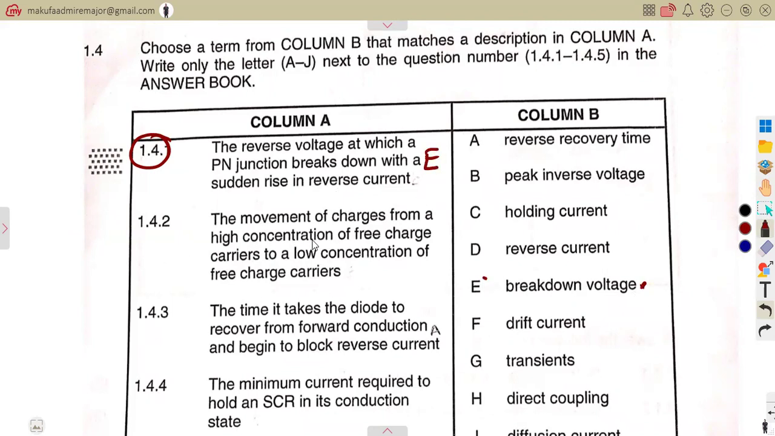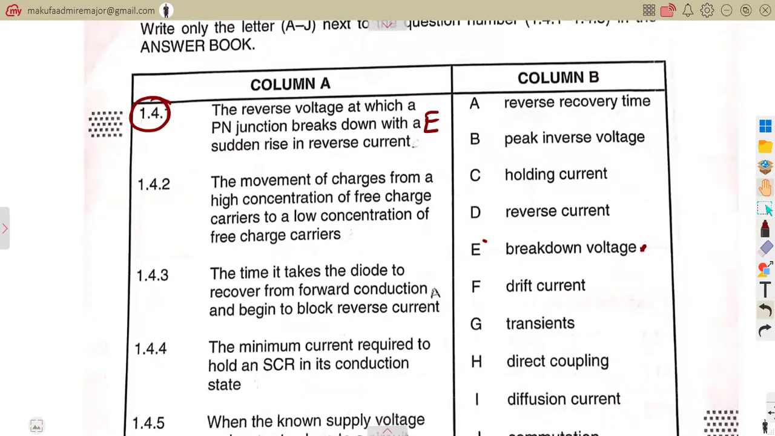The movement of charges from a higher concentration of free charge carriers to a lower concentration of free charge carriers. Okay, this is our diffusion current. And that will be the diffusion current. We have got it here, which is I in this case.